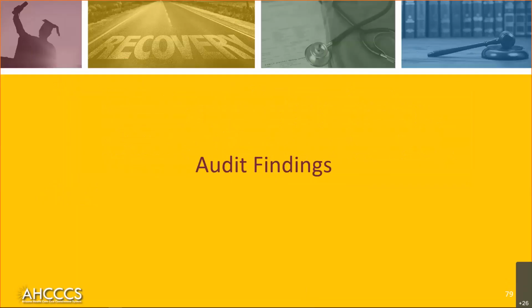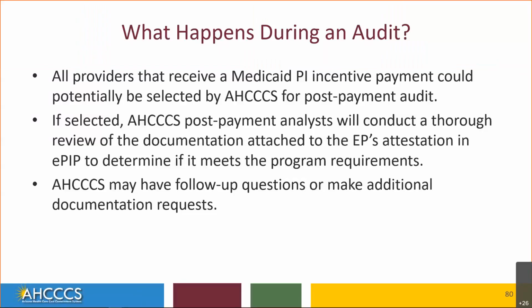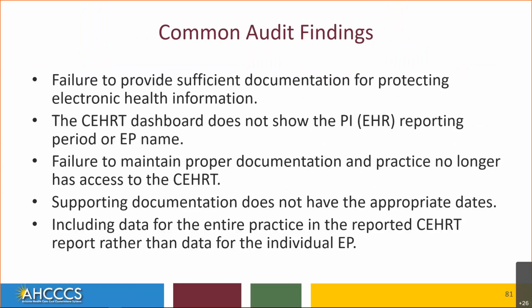We'll briefly go over just the audit findings for if the providers are selected for audit. So all providers that receive a Medicaid incentive payment could potentially be selected by Access for post-payment audit. If you are selected, a post-payment analyst will conduct a thorough review of the documentation attached to the EP attestation and EPIP to determine if it meets the program requirements, and then Access may have follow-up questions or make additional documentation requests. Some common audit findings is failure to provide sufficient documentation for protecting electronic health information.